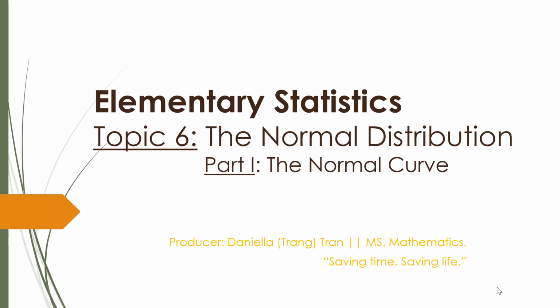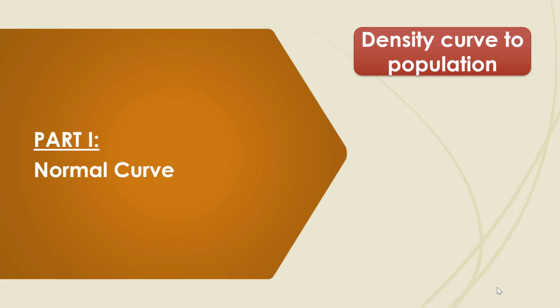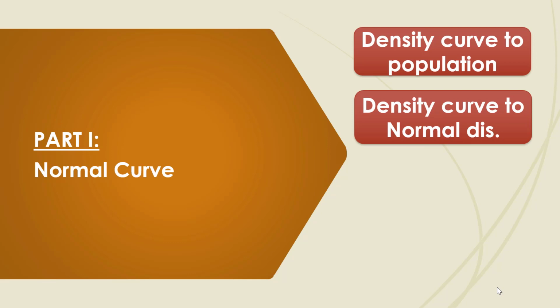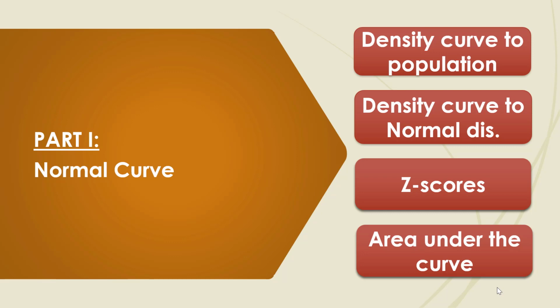Today I'm gonna walk you through topic 6, the normal distribution. This topic is divided into 5 parts and today I'm gonna talk about the first part, the normal curve. In this part, I'm gonna first show you how to build up a density curve to describe a population. Then I'm going to introduce the normal density curve, how to compute the z-scores, and some problems relating to finding the area under the probability density curve.